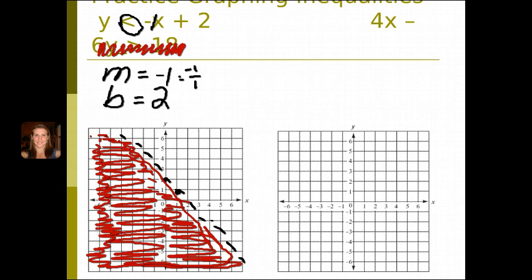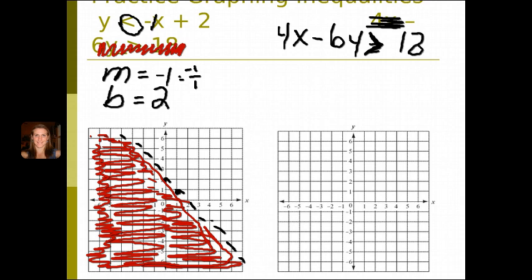For the next example, we need to rewrite it because it broke off a little bit. And it was 4x minus 6y equals 18. Oh, not equals. It was greater than 18. Let's make this into a greater than. Greater than 18.